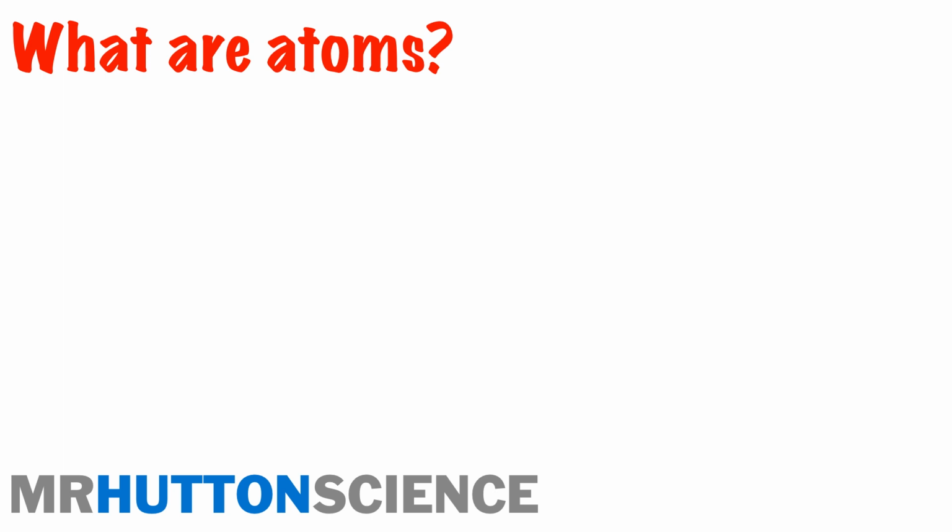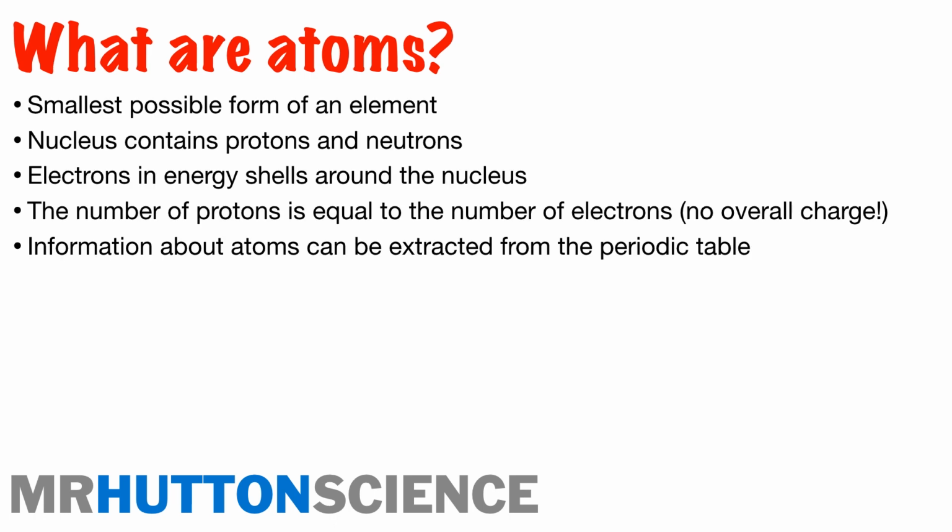I think to understand ions, guys, we really need to understand what atoms are first. An atom is the smallest possible form of any element. We've got the nucleus in the middle that contains our protons and neutrons, and around the nucleus we've got energy shells with our electrons on. The number of protons is equal to the number of electrons. That's why normal atoms have no overall charge, because they have an equal number of positives and negatives.